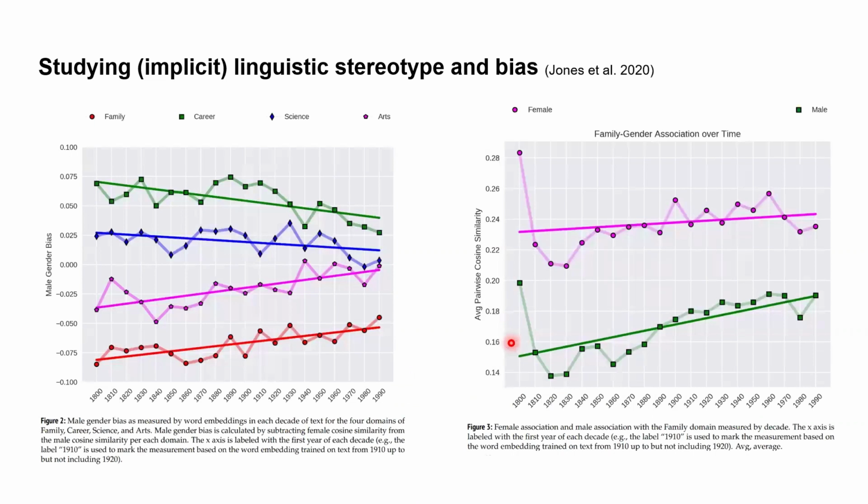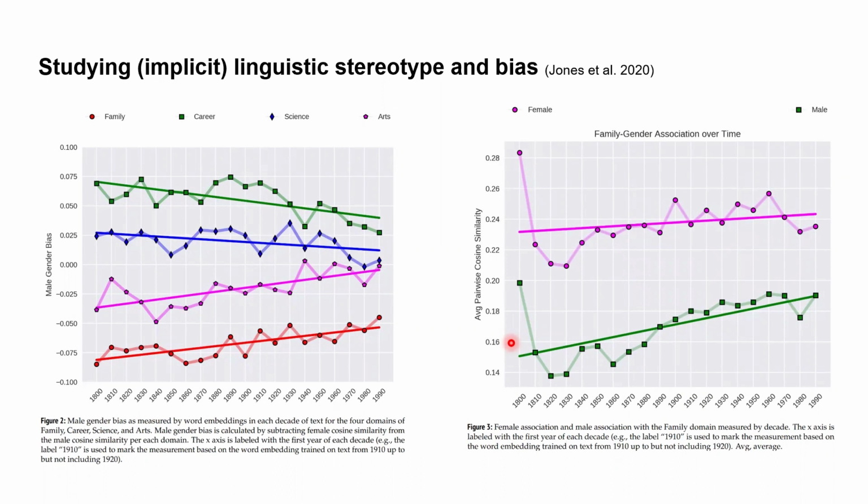So here I'll show you another example. Studying implicit linguistic stereotypes and biases, you see the male gender bias. For this paper, these authors developed an index. These numbers show you the relationship between gender and some other words. Sometimes we call it an attribute word. Family, yeah, this is family. This is for male. These are all associated with male. So these are years.